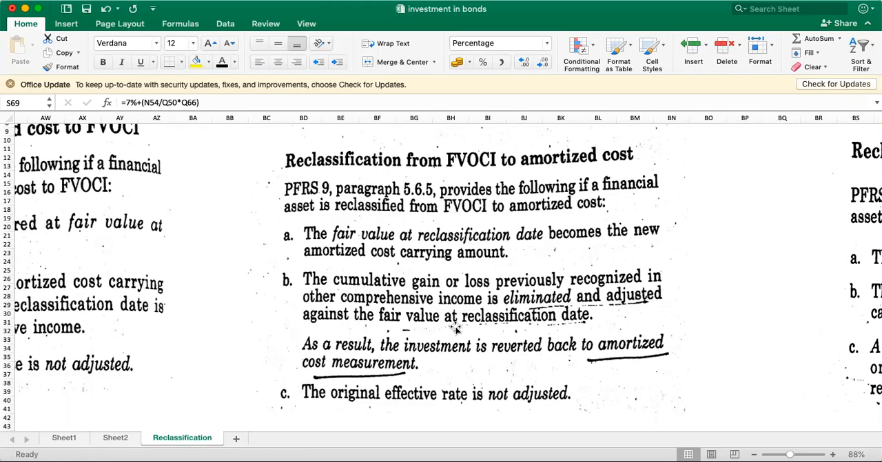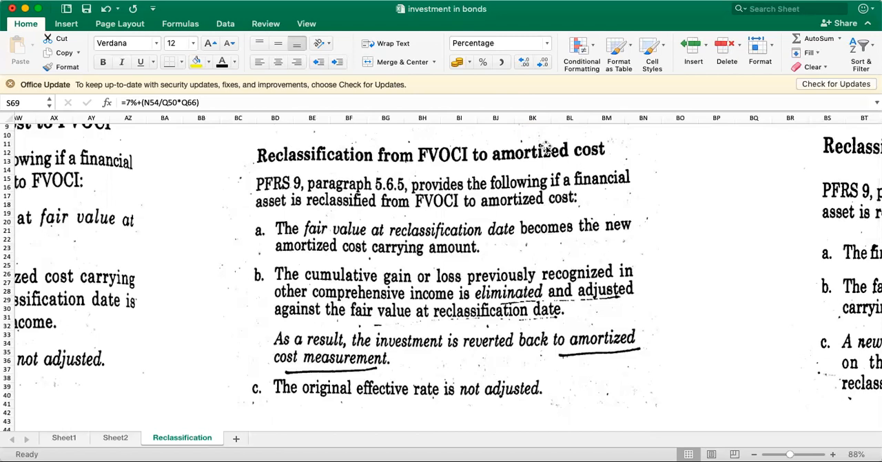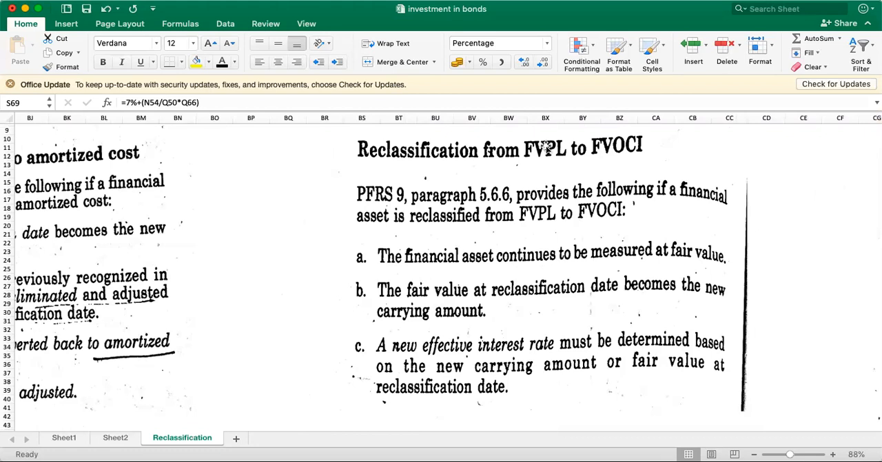Then the original effective rate is not adjusted. So no need to compute a new effective rate. Why? Because, right, from with amortization to with amortization. So same lang yung application, right? So magagamit mo din yung amortization table mo dito when you reclassify your investment to amortized cost. Next is from FVPL to FVOCI.